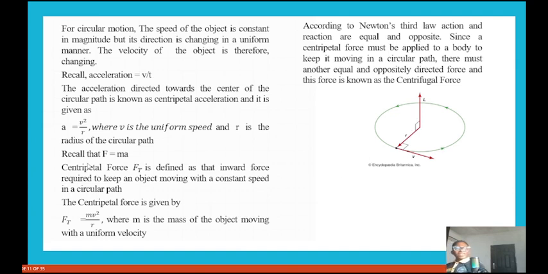And don't forget that F equals ma, that is mass times acceleration. So putting your a into F, let's do that.